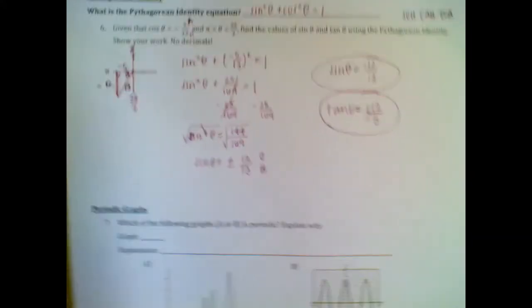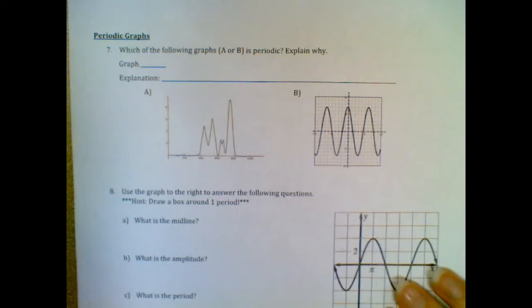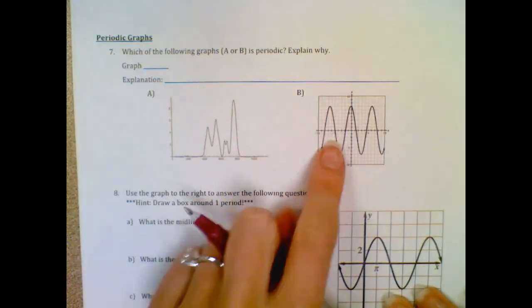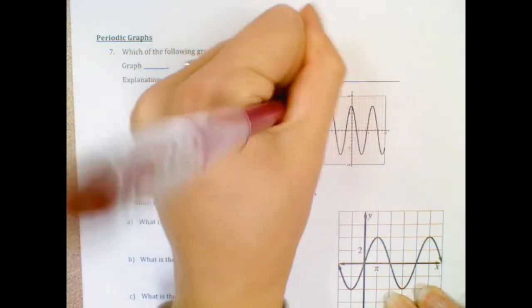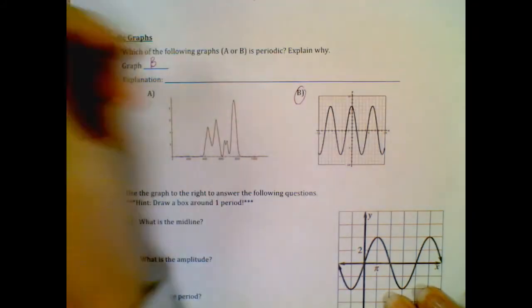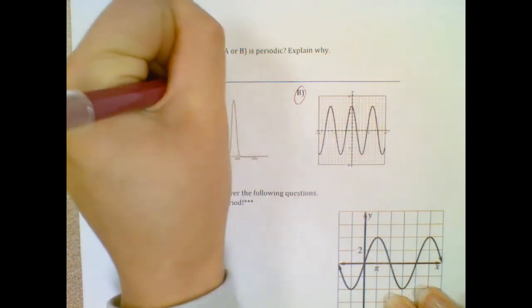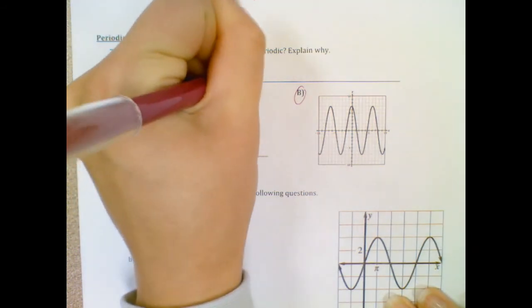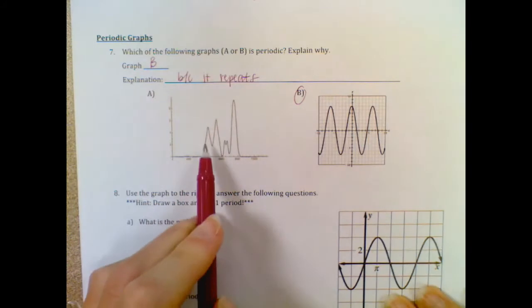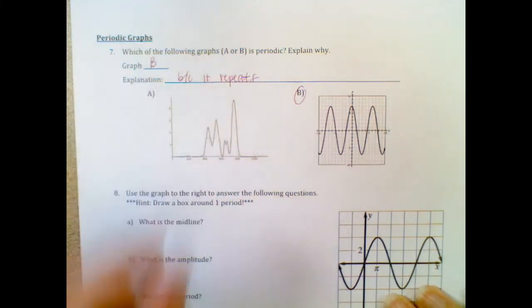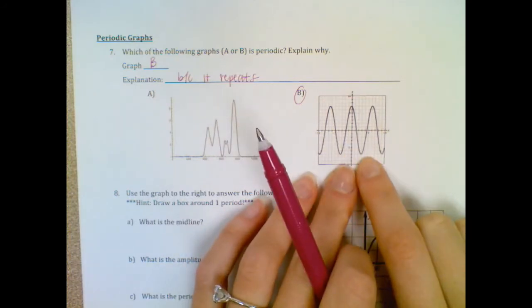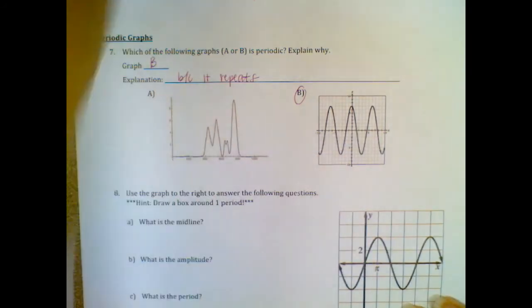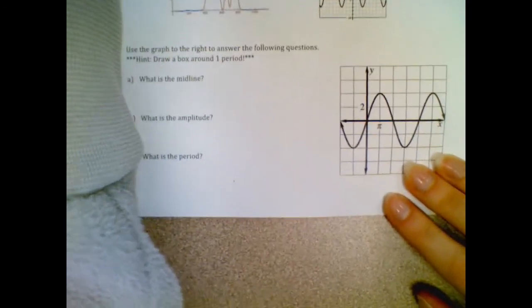Alrighty, let's keep going. Periodic graphs. Which of the following graphs, A or B, is periodic? Explain why. Graph B, because it repeats. Okay, over here, if I take a piece of this and try to put it next to it, it's not the same function. But I can put a box around one of these, a period, and move it, and it'd be the same pattern again and again. Okay, so that's how you determine if a function is periodic or not.